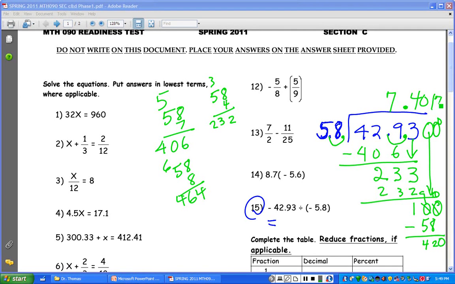7 times. And it looks like it just keeps on going on and on and on. Okay, so we have 406 here. So hopefully on the readiness exam it doesn't keep on going on and on and on. But until it terminates, you really need to keep on going. Okay. So it's at least 7.4017.